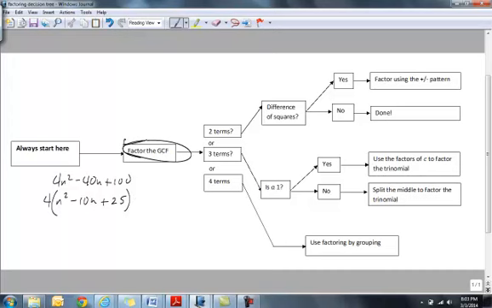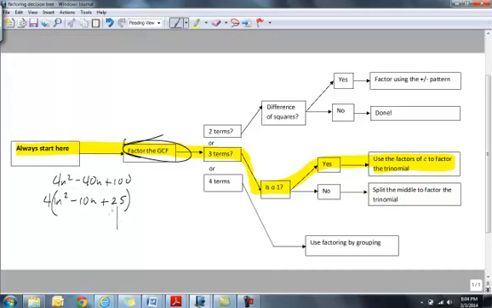Okay, so we've done this. We've factored out the GCF. Now we've got to go 2, 3, or 4 terms. To start here, we go here, and hopefully you recognize that we have 3 terms. So our next question is A is 1, right? Because it's 1n squared. So we are going to go this way. We're just going to use the factors of C. All right, so which numbers multiply to be 25 and add up to be negative 10?